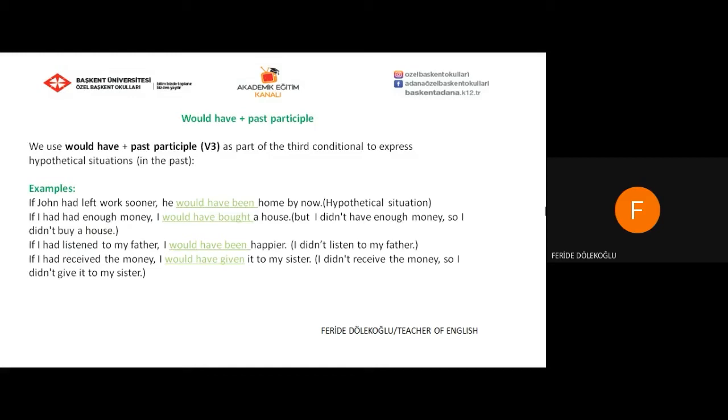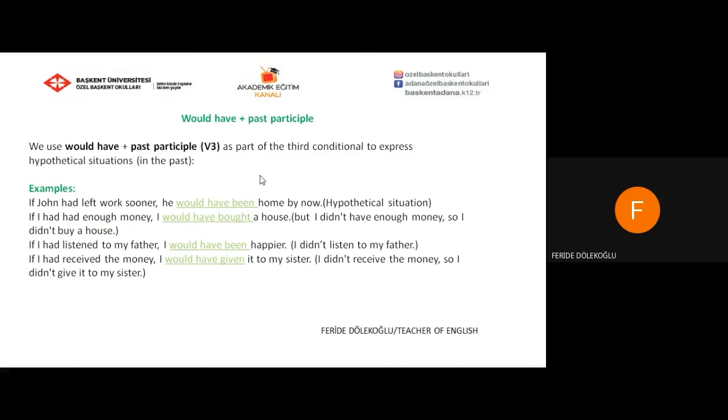Would have plus past participle. We use this structure as part of the third conditional to express hypothetical situations in the past. Let's look at the examples together. If John had left work sooner, he would have been home by now. Here we are talking about a hypothetical situation. And remember, type 3, with if clause we use past perfect, and in the main clause we use would have plus verb 3.